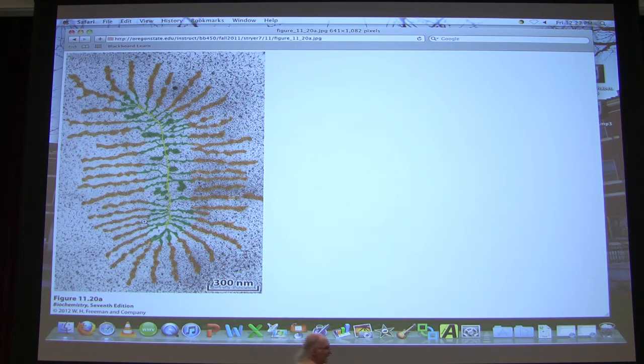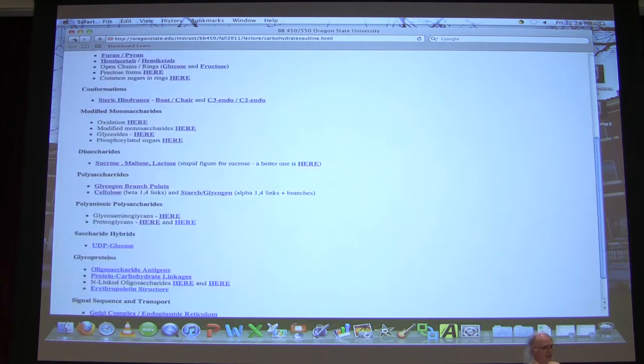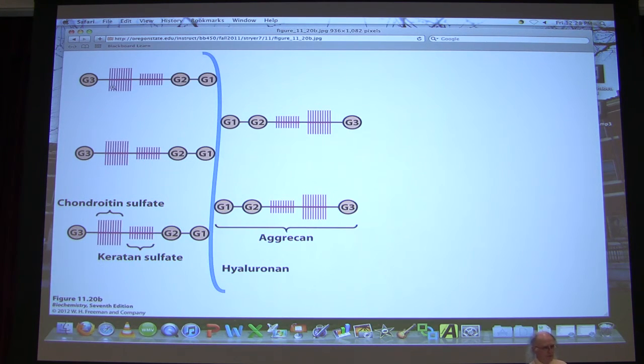Okay? A visual representation of what I just told you about the properties of the glycosaminoglycans. The protein is anchoring everything there on the inside, but we see these guys, the polyanionic sides of these, are getting as far away from each other as they can. So a proteoglycan is a protein linked to a glycosaminoglycan. There's a schematic representation of what I just showed you.